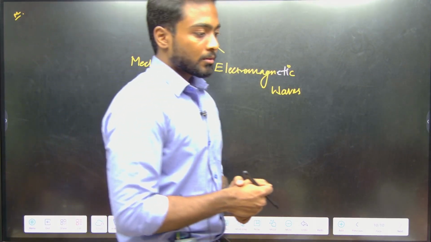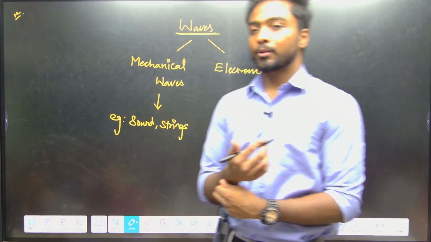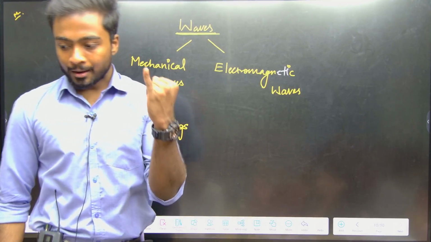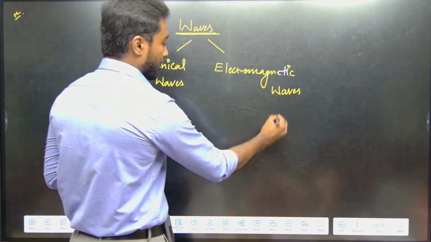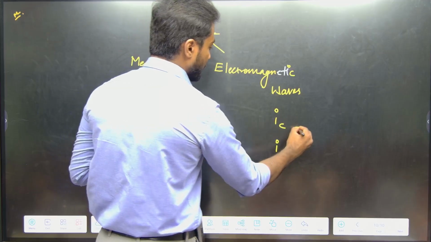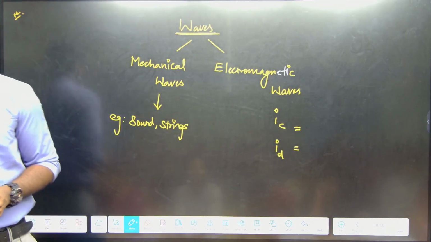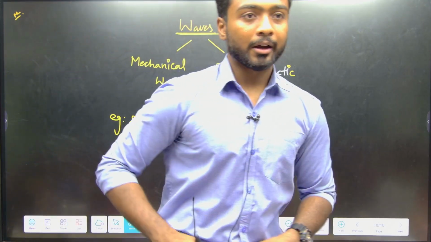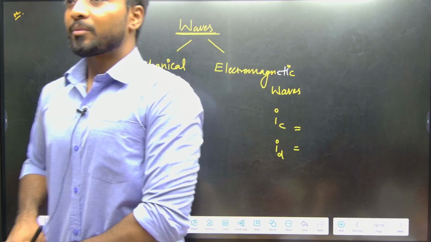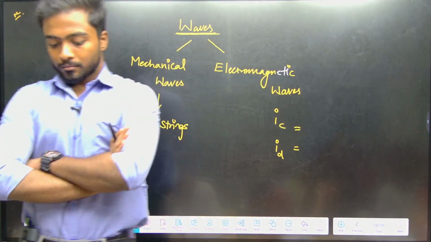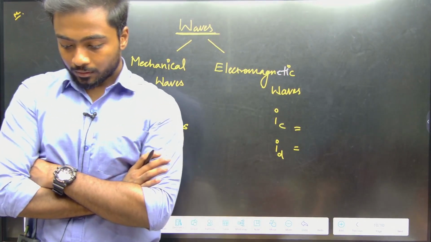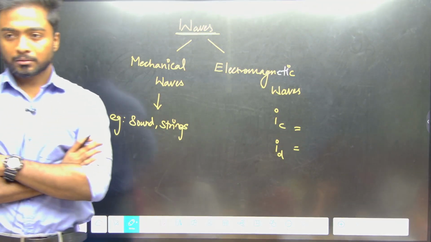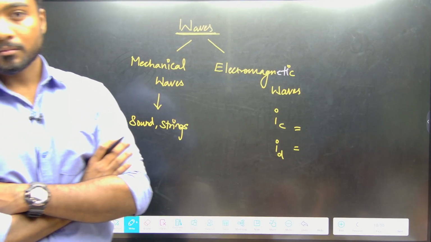Okay, so now we'll go into the topic. In this topic we are going to concentrate on two currents, one is displacement current and one is conduction current. You can take it like this, IC and ID. IC is nothing but conduction current, and ID is nothing but displacement current.